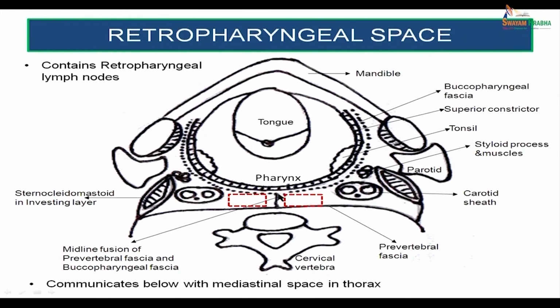Then coming anterior to that, this dotted line that we can see passing laterally on both sides is the buccopharyngeal fascia. Inner to the buccopharyngeal fascia, we have the constrictor muscles of the pharynx, the superior constrictor, and anterior to that we reach the space, the posterior pharyngeal wall.